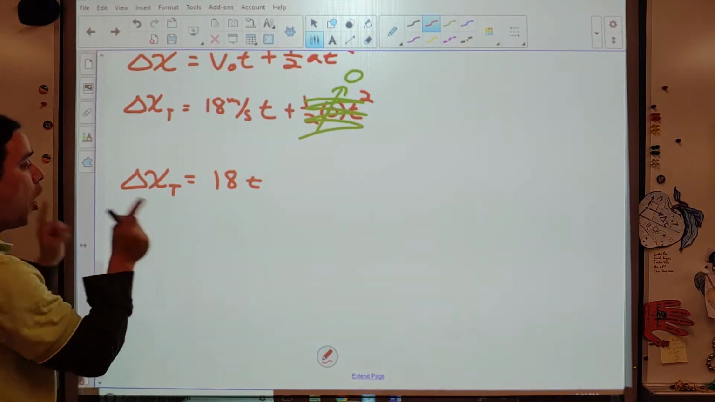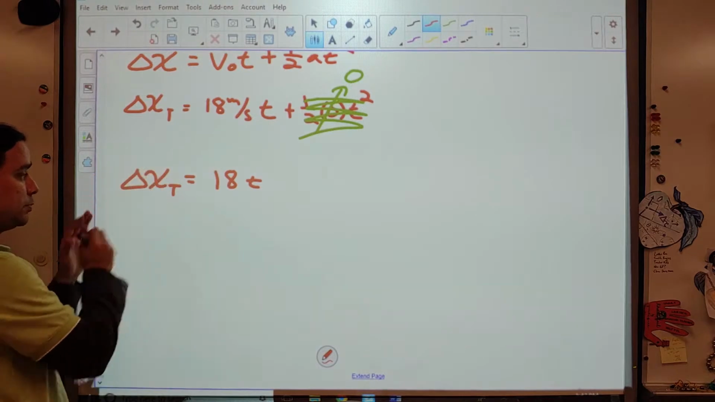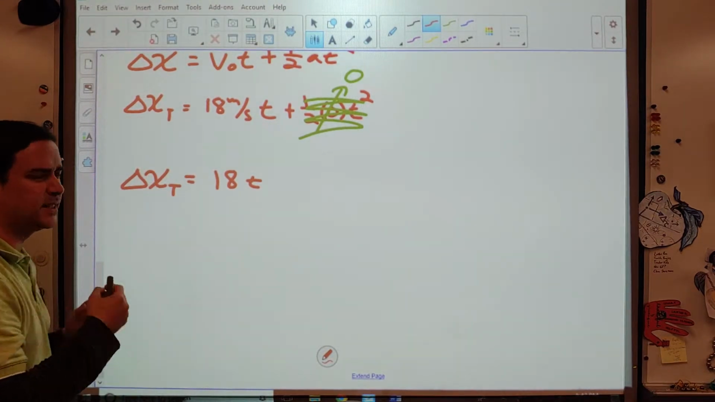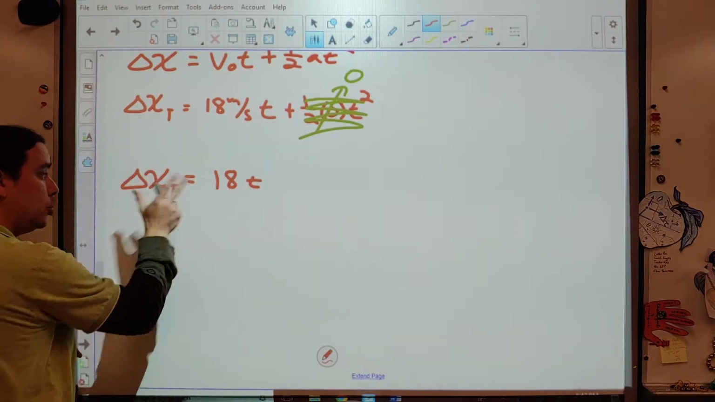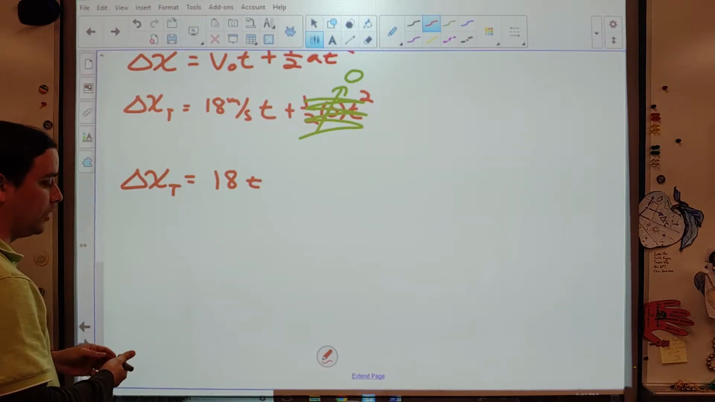This is an equation. All I need to know is the time, and then I know exactly what my displacement is, but I don't know either of them. I need one in order to find the other. That's that simultaneous equation. 2 unknowns, and I can't solve them without knowing one or the other.